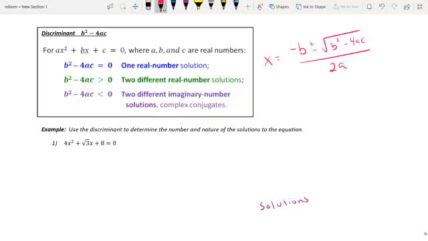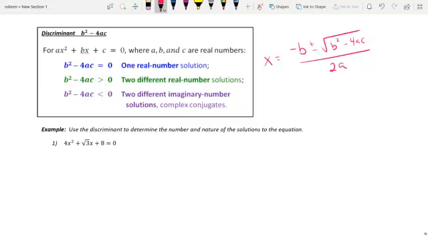Now what the discriminant can tell us is it can tell us about our solutions. It can tell us if we have one real number solution or if we have two different real or two different imaginary number solutions. And that's all based on what your discriminant is in relation to 0. Is it equal to 0? Is it greater than 0? Is it less than 0?